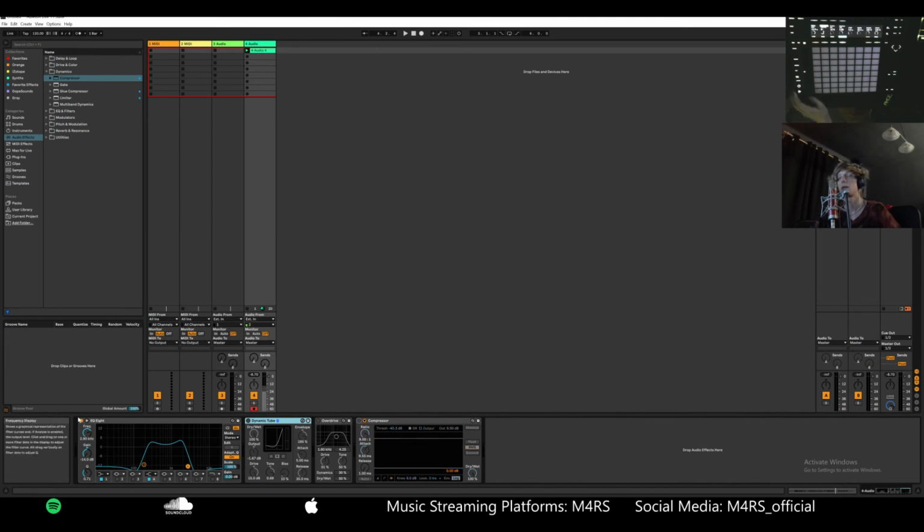And the EQ. Testing 1, 2, 3. This is a 1920s old school radio voice.